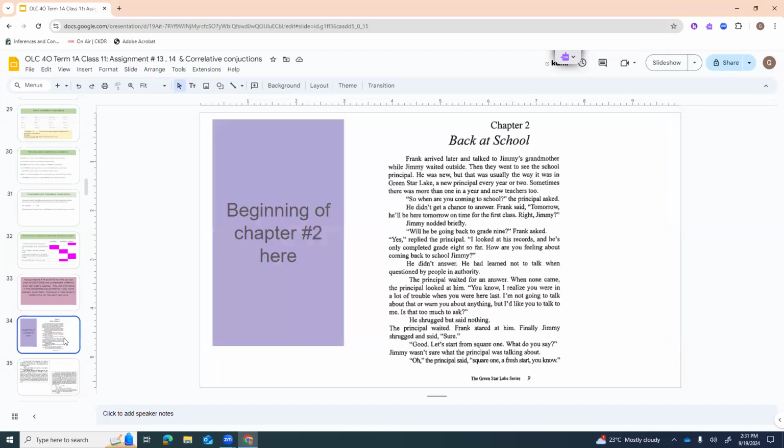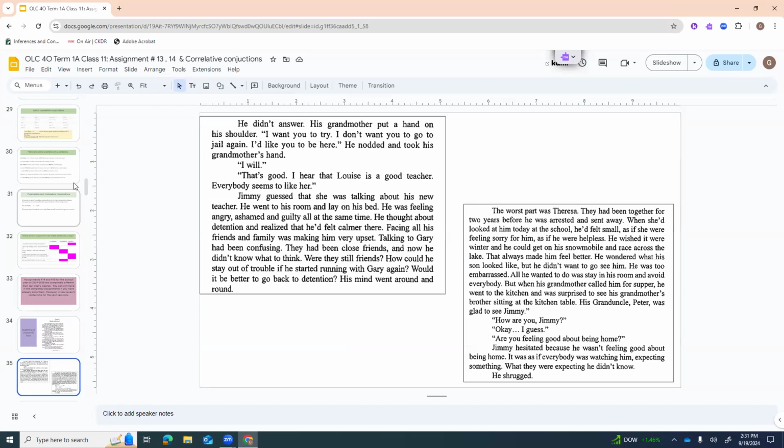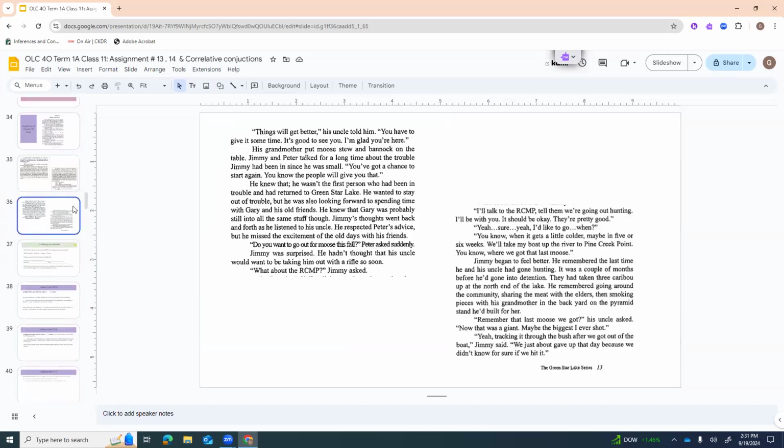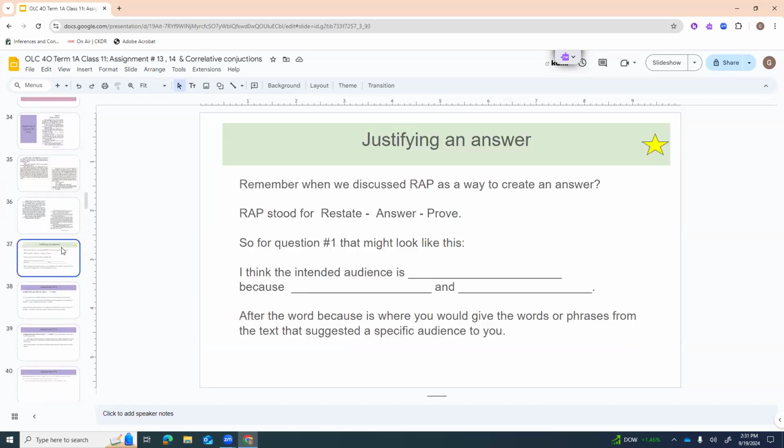All right, so for the next section, we would be looking at chapter 2. I don't have time to read the whole thing together with you, but it basically talks about Jimmy going back to school and how that goes. And there's a bunch of conversation between him and the principal. And then he, let's see, has a conversation with his mom and his uncle. And that's kind of, I think it's the end of the chapter. It's not a very long chapter. Okay, so there's some questions for number 14.